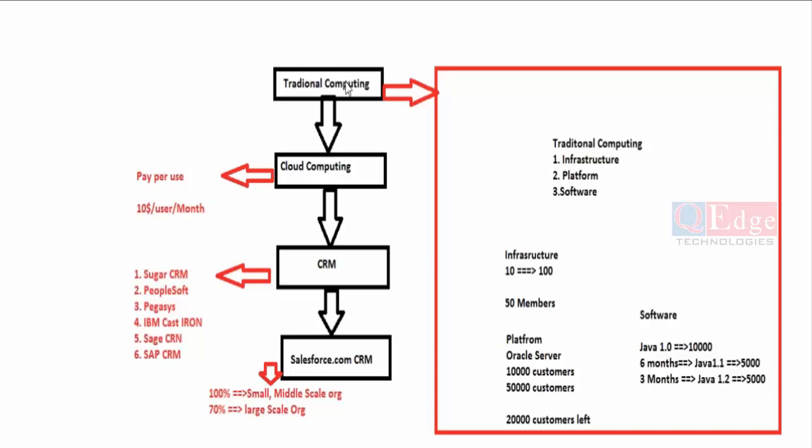So first, I want to know what the drawbacks of traditional computing are, and how we can overcome all those drawbacks by using cloud computing. Then what is cloud computing, what are the different phases available in cloud computing, what is the main advantage of cloud computing, and what is its architecture. Then what different technologies are available in cloud computing. Then we'll get into what is CRM. Then finally, what different types of CRM technologies are available in the market? Why is Salesforce CRM so famous compared to other CRM technologies?